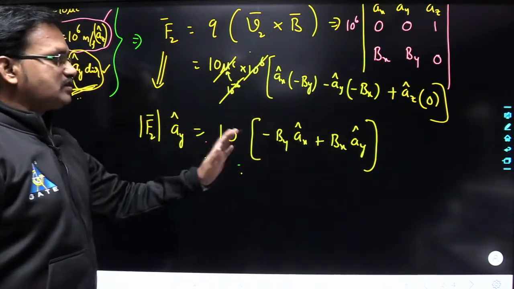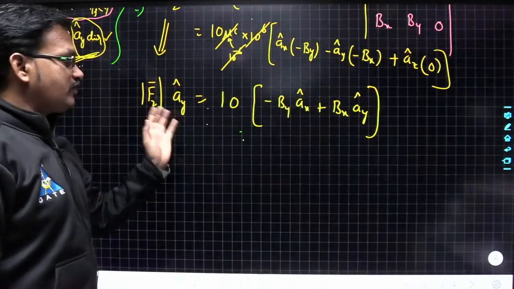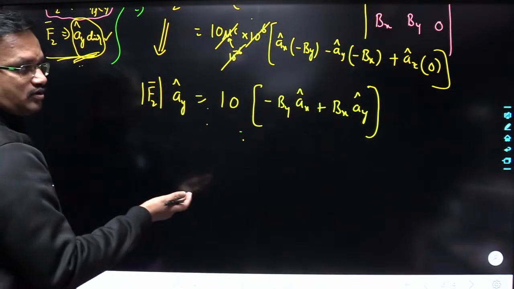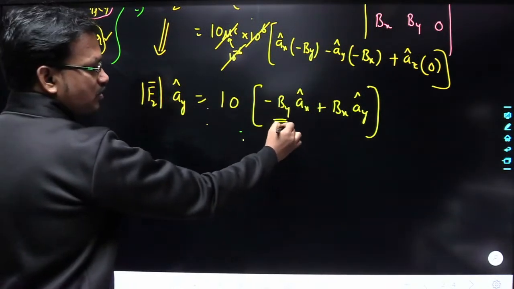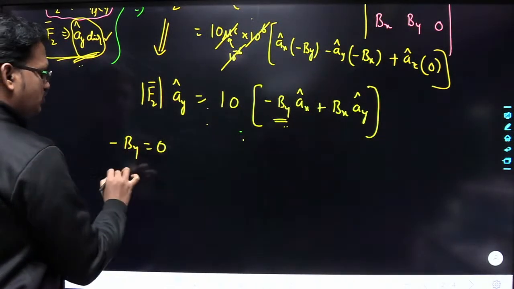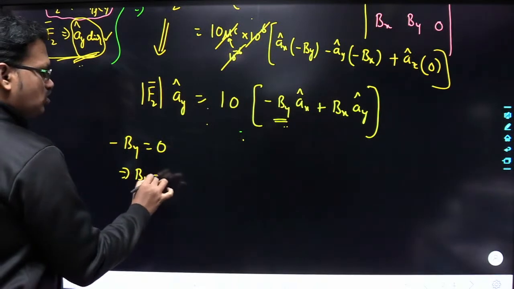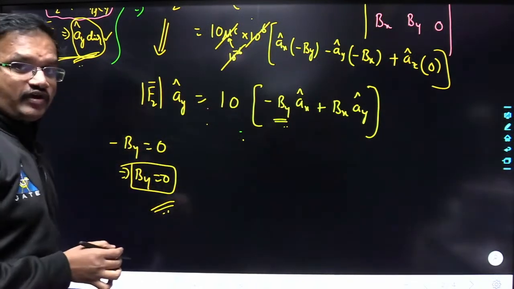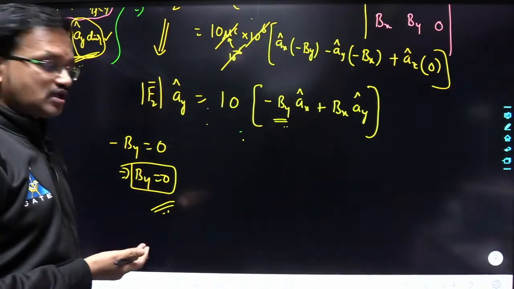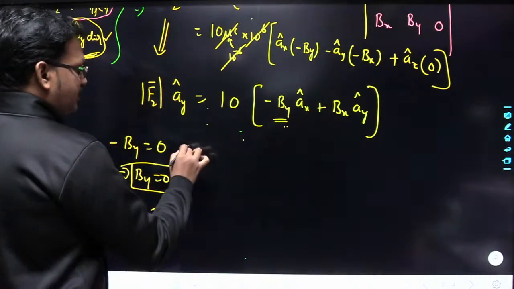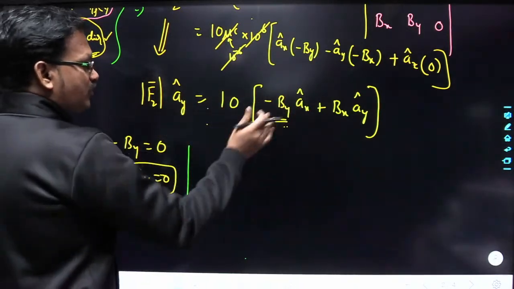So if you equate the components on both sides here, what are you going to get? Here the X component is 0, yes or no? Here the X component is nothing but minus BY. So minus BY is equal to 0. So that means BY is equal to 0. That means the Y component of the B field is also equal to 0, right? Next, now compare the Y components on both sides.